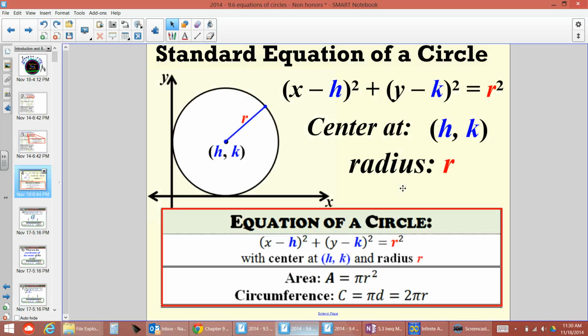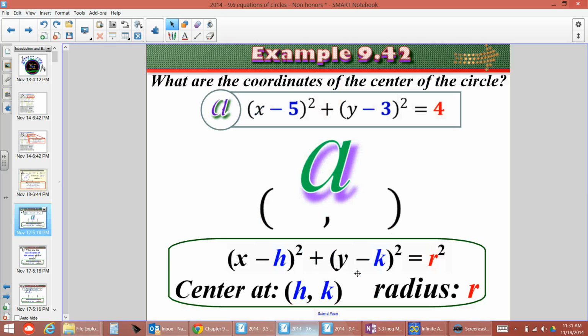So the standard equation of a circle is written like this. x minus h quantity squared plus y minus k quantity squared is equal to r squared. Notice how h and k are simply the location of the center of the circle. r is the radius. So this equation right here is what you're going to have with you on the test, and I want you to be familiar with how it works.